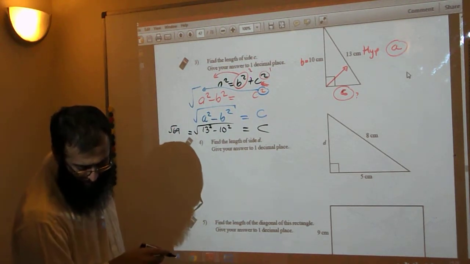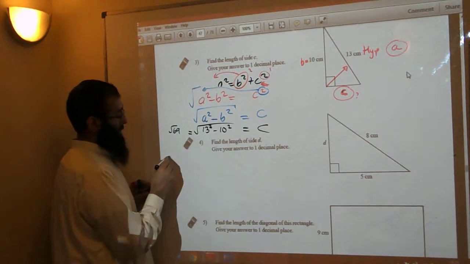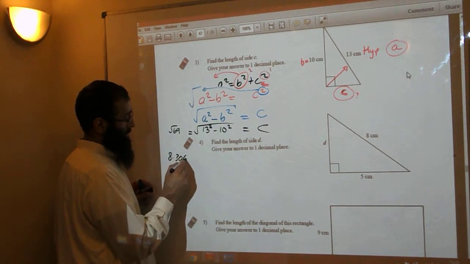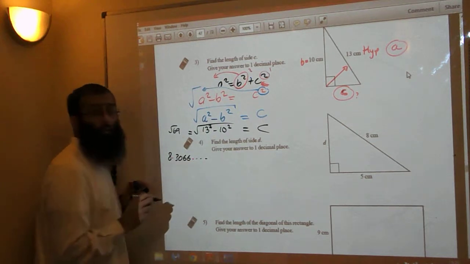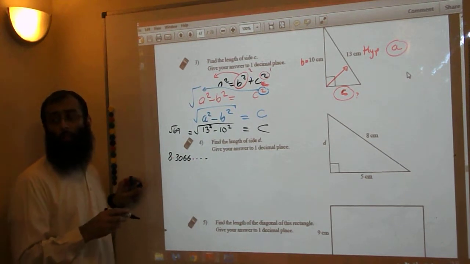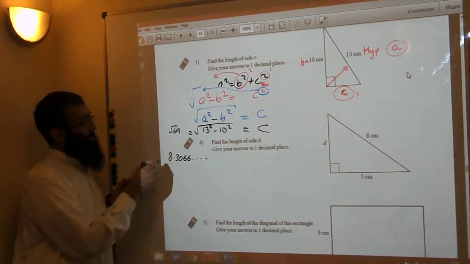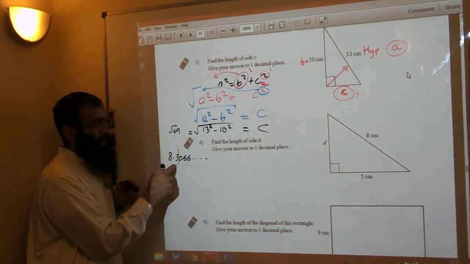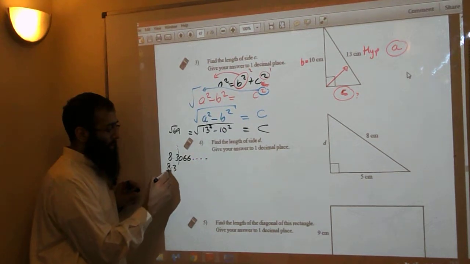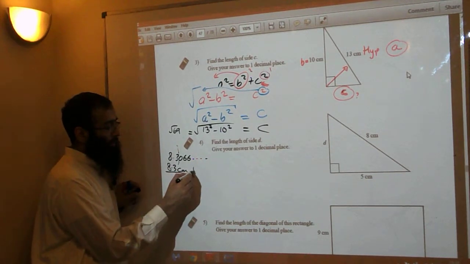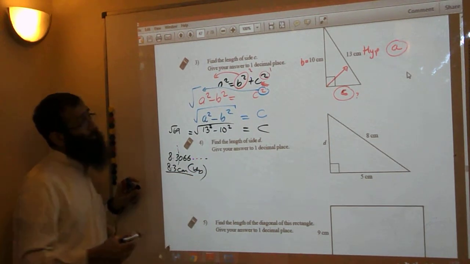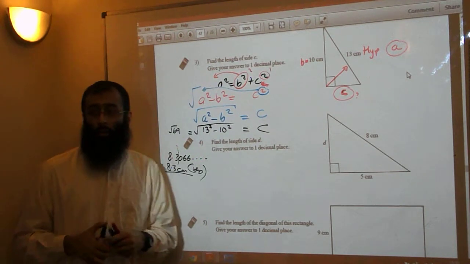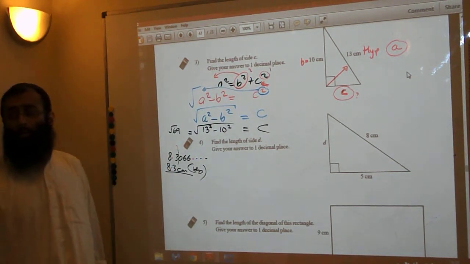And that is 8.3066. Now, round 8.3066 to one decimal place again. So we look at the 0, because it's less than 5, we leave it alone. So the answer becomes 8.3 centimeters to one decimal place. Okay, are we happy with that?